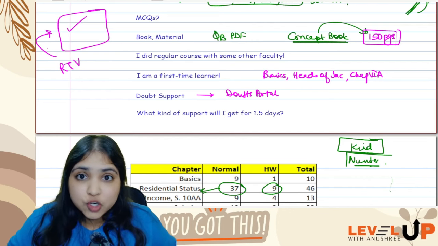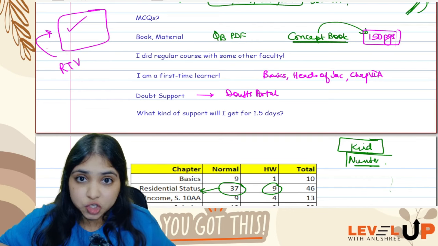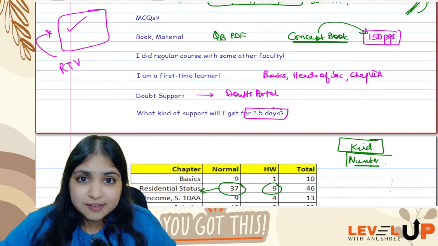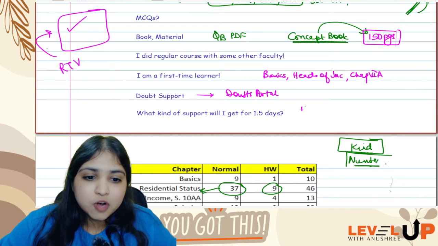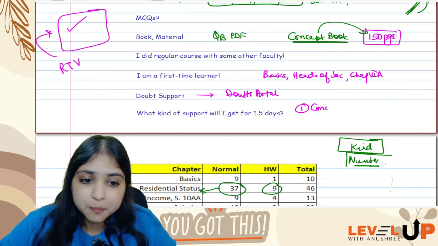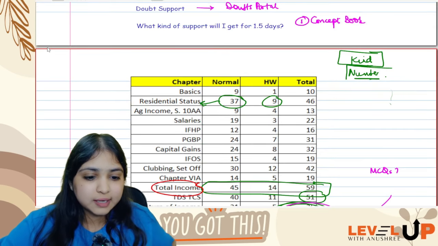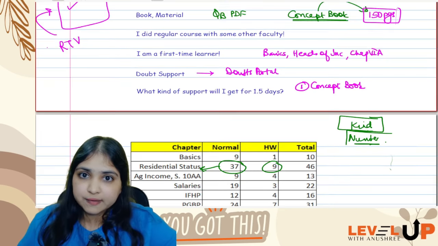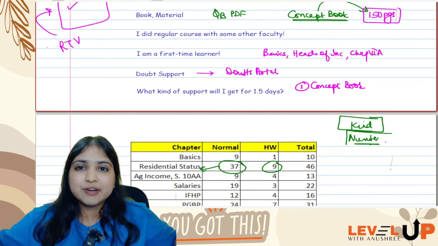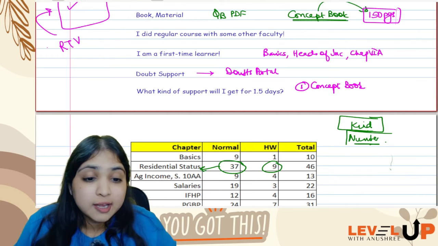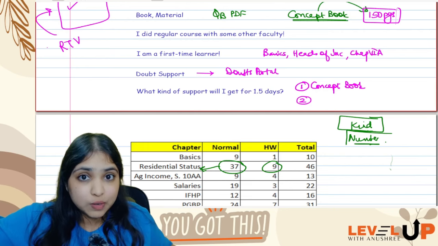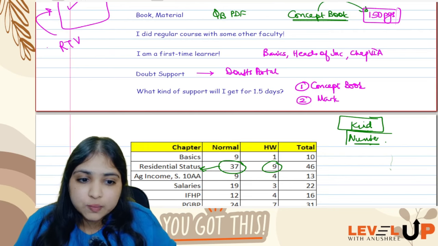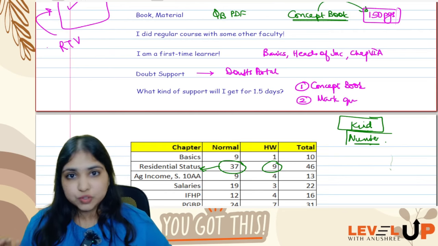Once you are done with these 2 months of preparation, in those 1.5 days you are going to get super solid support from me in 2 forms. Form number 1, the concept book. That concept book will help you indirectly redo the entire 408 questions in those 1.5 days. As you flip through the pages, everything you will start remembering. And number 2, out of these questions, I will mark which questions you have to see in those 1.5 days, and you will do just those questions.